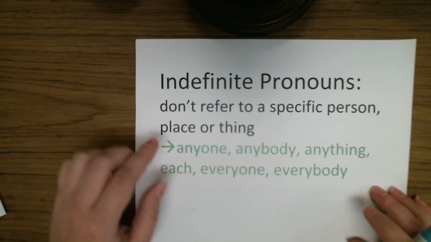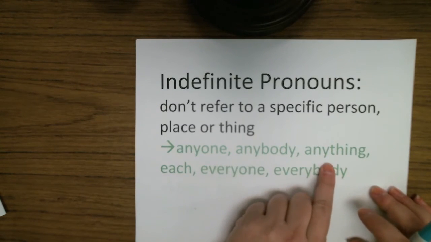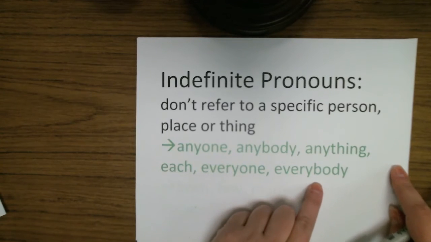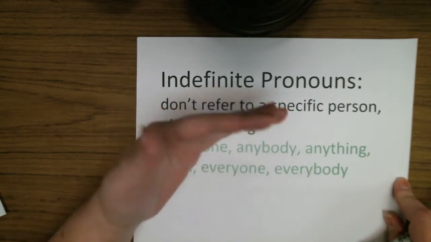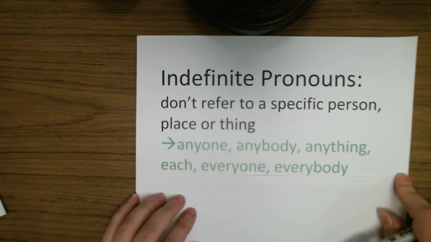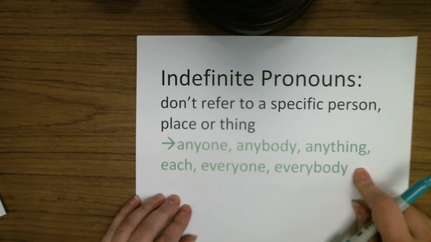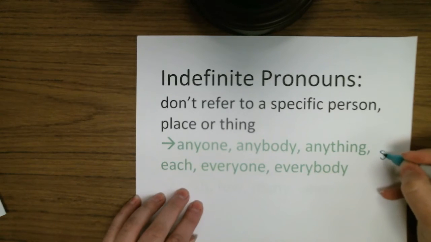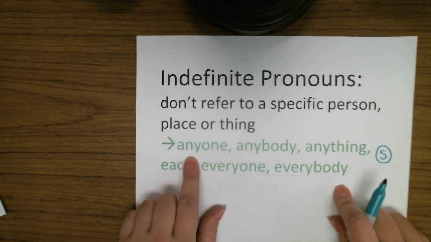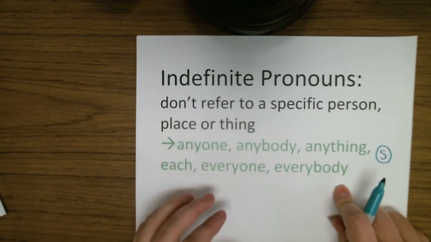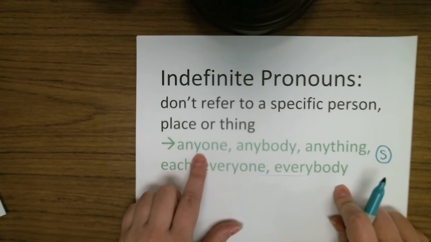Here's some examples. Anyone, anybody, anything. I could add to that anywhere. Each, everyone, everybody, everything. I could have such a long list here that you would not want to sit and watch me read through it all. So this is just a few examples. Now these ones are all singular. They're one. So anyone, even though that might refer to the idea of more than one person, the pronoun itself is singular. So I say anyone is, or is anyone there.